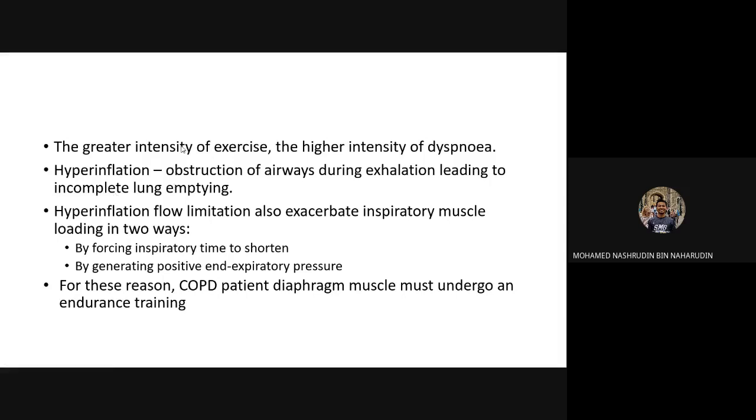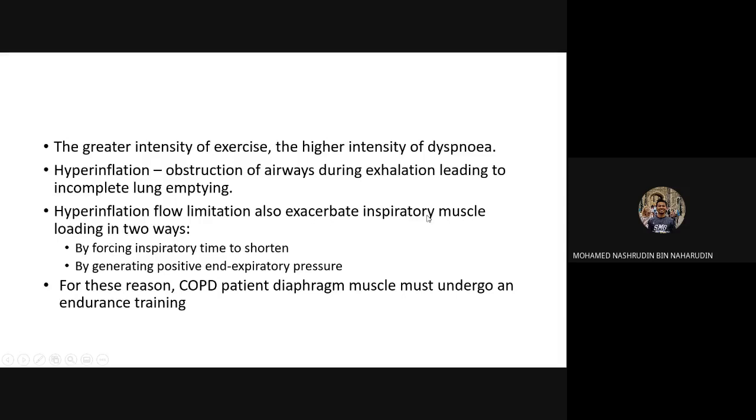Hyperinflation, which is the obstruction of the airways during exhalation, leading to incomplete lung emptying. This is how I explained earlier. And then hyperinflation flow limits also affect the inspiratory muscles in two ways. The hyperinflation will cause two things.